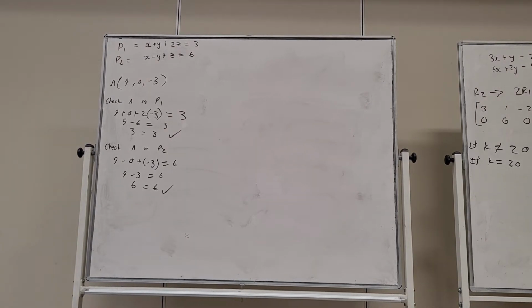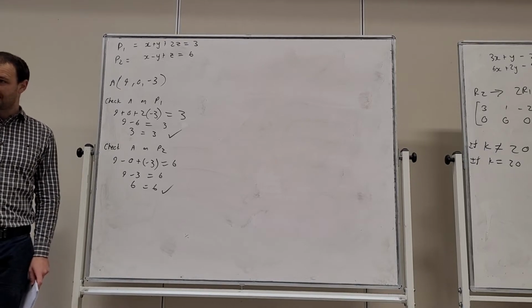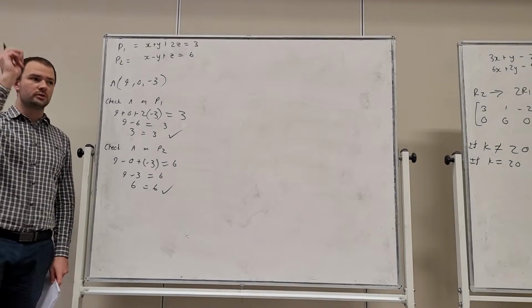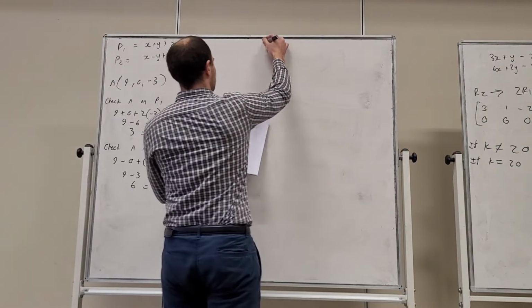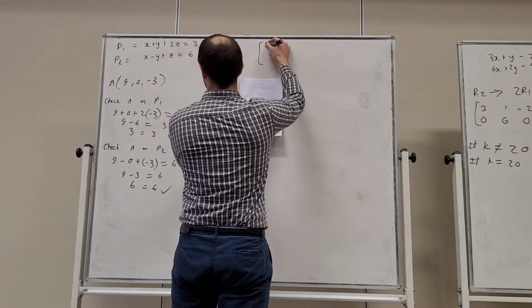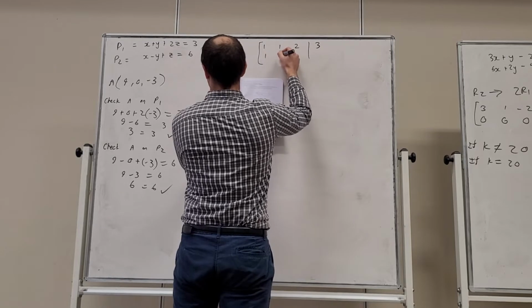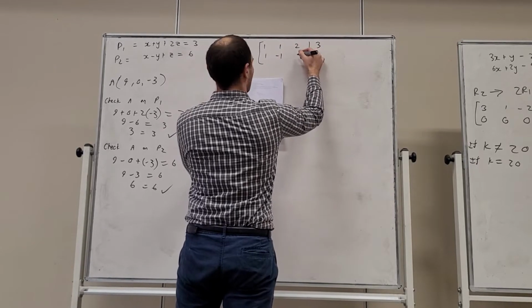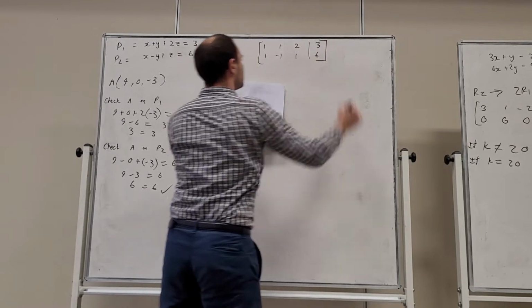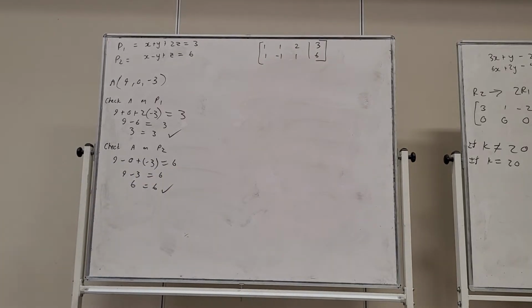Find the equation of the line of intersection of the two planes. Okay, so now what does that mean? We need to find where they intersect. Well, we're going to reduce it to row echelon form. So we'll start with the matrix. We've got 1, 1, 2, and 3. And we've got 1, minus 1, 1, and 6. We don't need to perform any multiplications here.